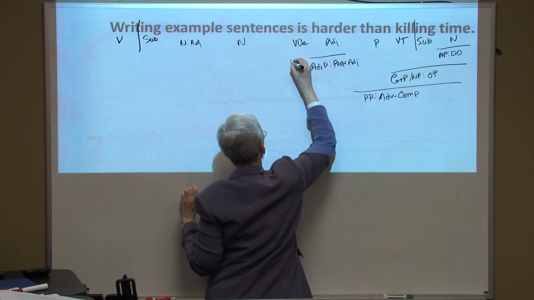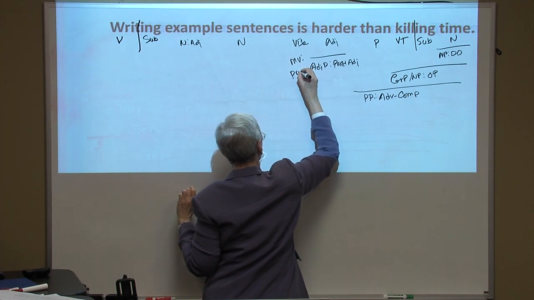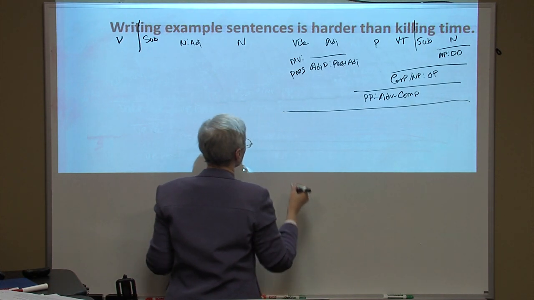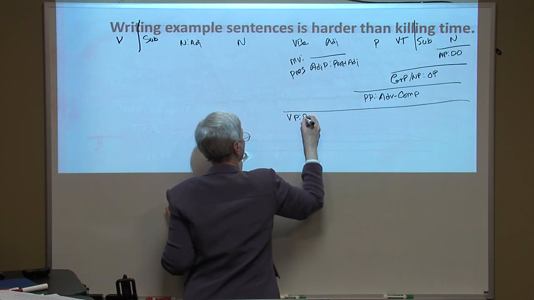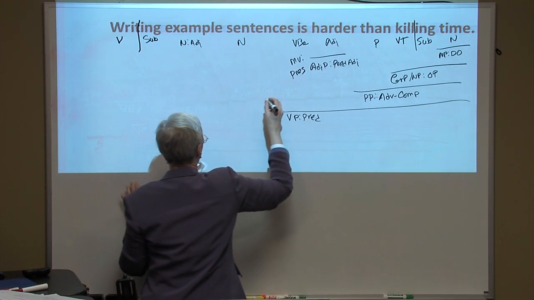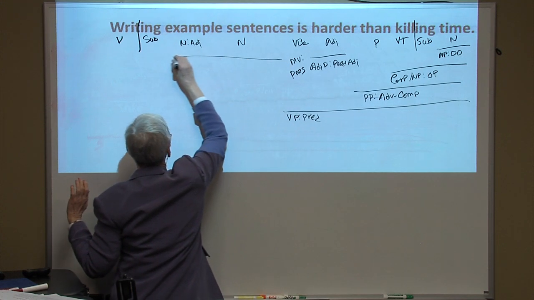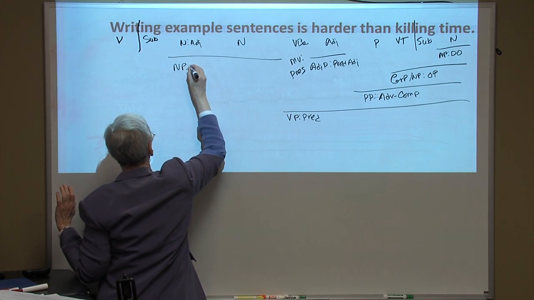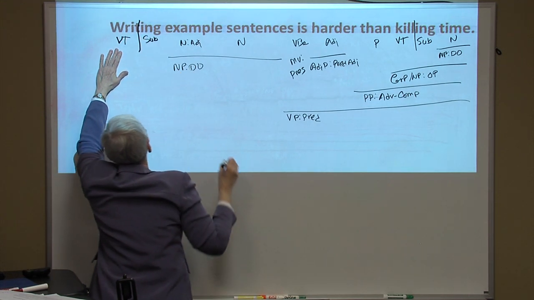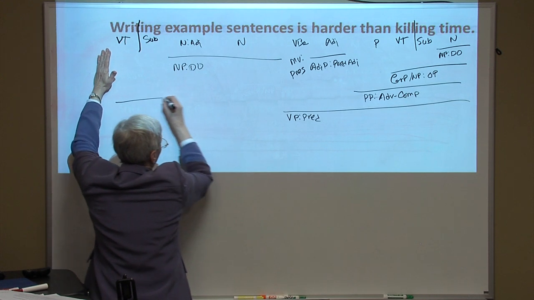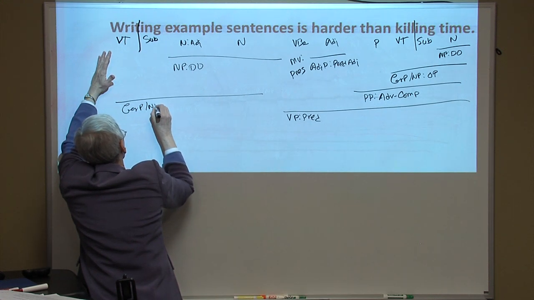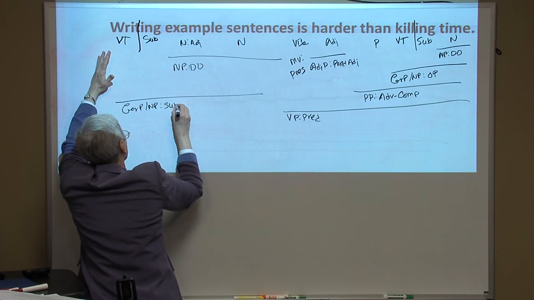Our be verb is a main verb. It has tense, it's present tense. And here is our predicate, a verb phrase functioning as predicate. Is harder than killing time. Now, moving on to the left, writing sentences, a noun phrase functioning as the direct object of the transitive verbal writing. And here we have another gerund phrase in a noun phrase slot. This one functions as subject.